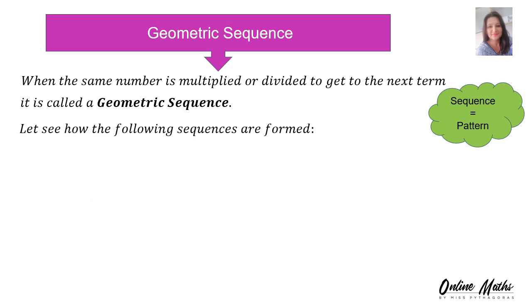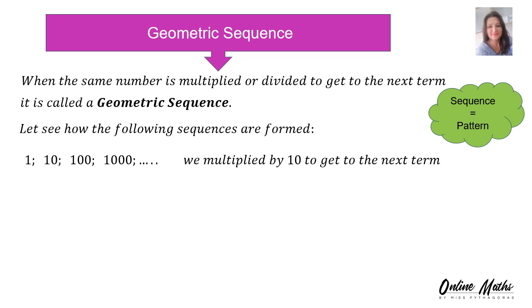Let's see how the following sequences are formed. When I give you 1, 10, 100, 1,000, do you agree? We multiplied by 10 to get to the next term. Have a look. 1 to 10, we multiplied by 10. 10 to 100, we multiplied by 10.